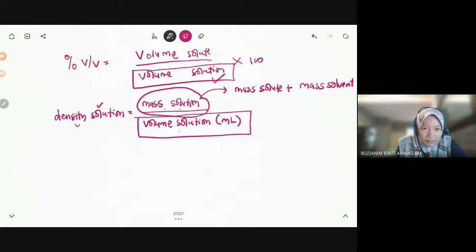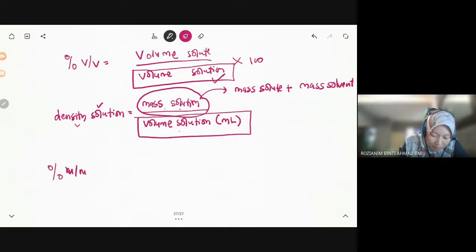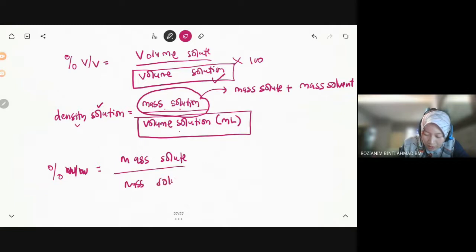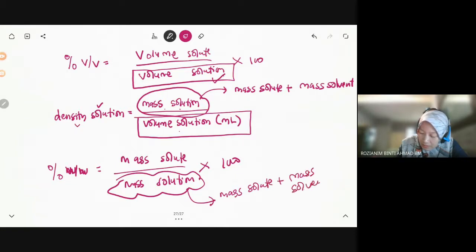Kalau percentage by mass, week to week, dia senang. Mass solute over mass solution darab 100. Mass solution ni kita boleh terus ambil daripada addition mass of solute plus mass of solvent. Cuma kalau volume, dia ada trick sikit. Dia mesti guna daripada density solution, sebab dia bukan hasil tambah solute tambah solvent.